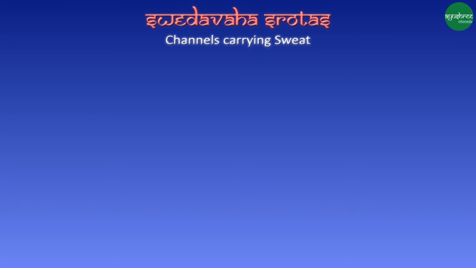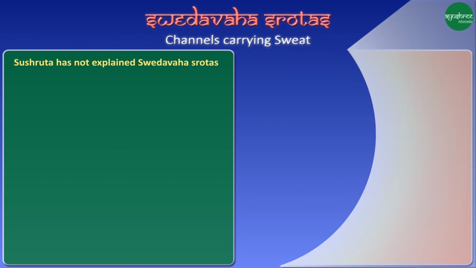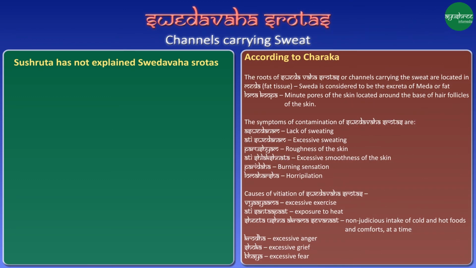Svedava Srotas, channels carrying sweat. Sushruta has not explained Svedava Srotas. According to Charaka, the roots of Svedava Srotas or channels carrying the sweat are located in fat tissue and lomakupa, which means minute pores of the skin located around the base of hair follicles of the skin.